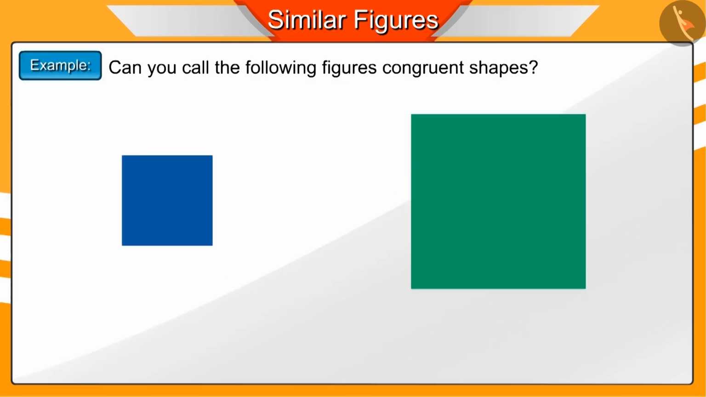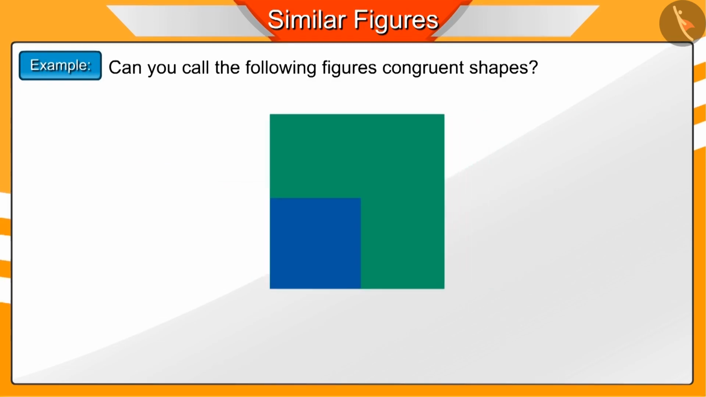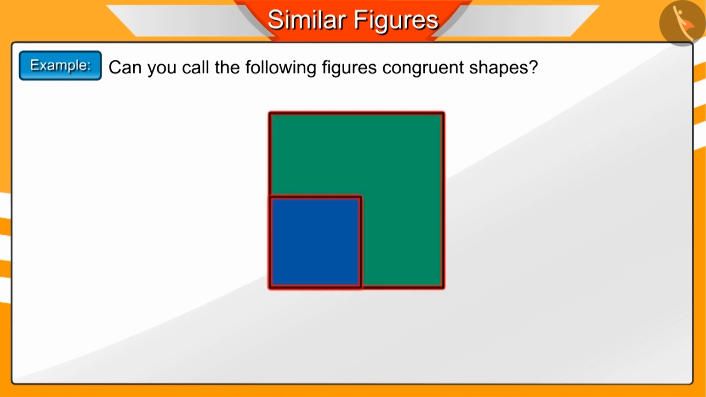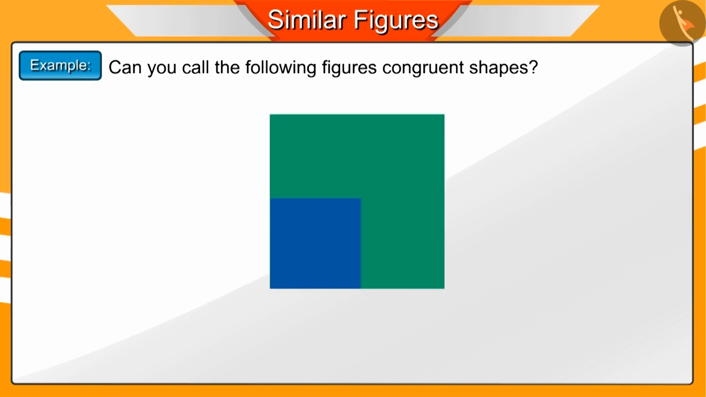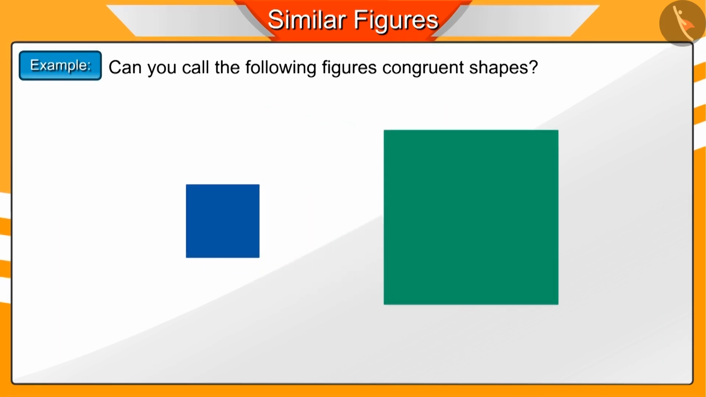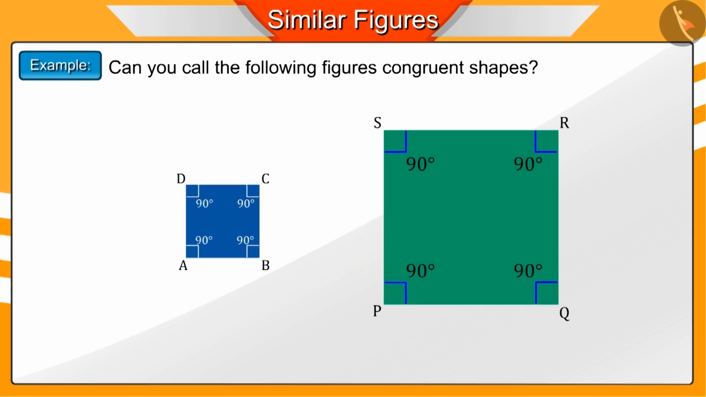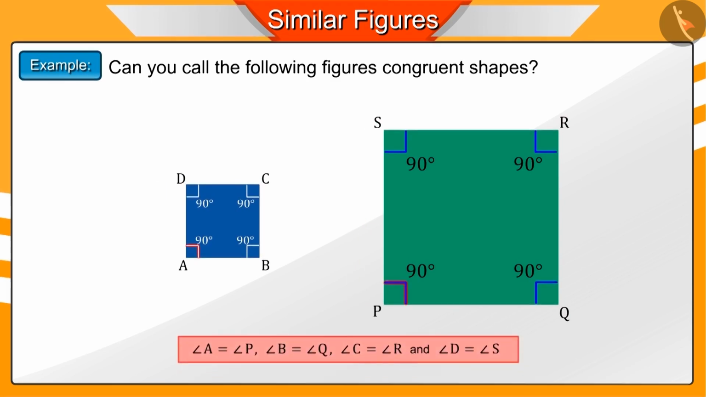No, they are not congruent. Because by overlapping, we can see that they are not covering each other perfectly, although both the figures are of the same shape. If you look carefully, you will find that the side of the smaller square is half the side of the larger square. Now, if we look at the angles of these squares, we will find that their corresponding angles are equal.